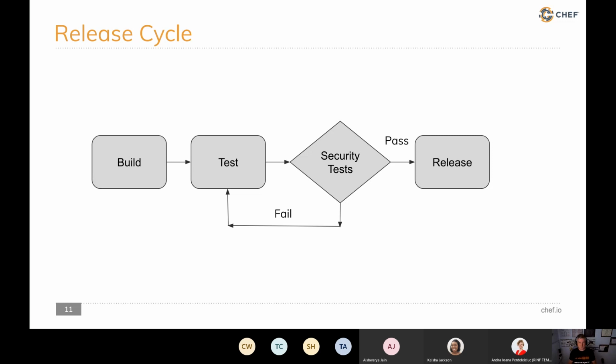So in the release cycle, this is pretty similar to what a lot of people do, except we want to pull those same security tests into it, right? And most folks will probably recognize this as a very, very simple form of the software development lifecycle, or SDLC. We build some sort of artifact. We're going to do testing on it before we release it. But as part of that testing, we want to include the additional security baselines and compliance baselines as well.